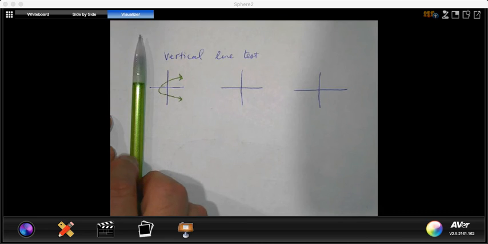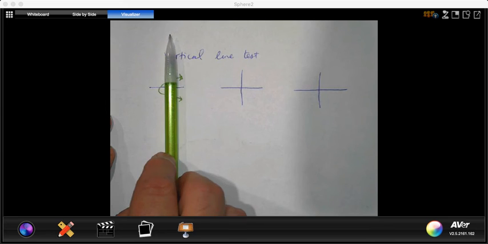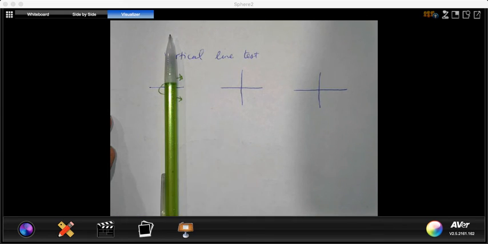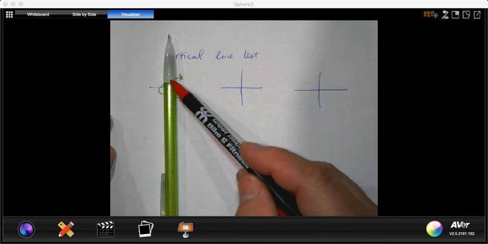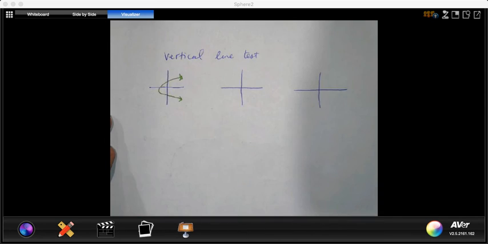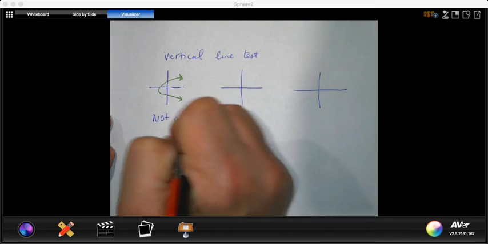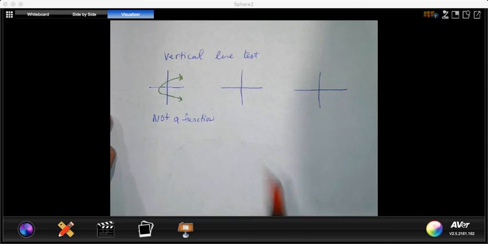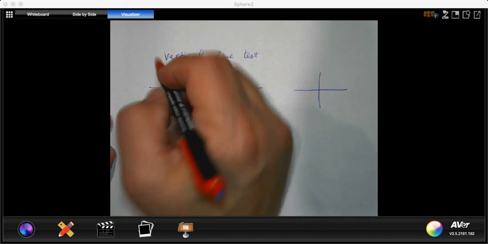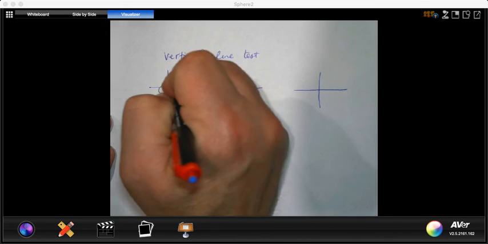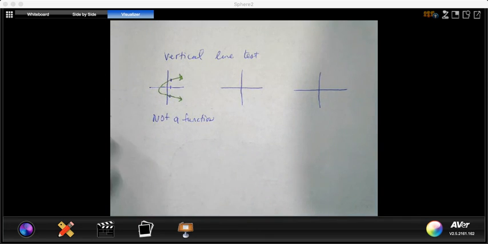So if I take my pencil and I sweep across, do you touch two parts of the graph at any time? And you can see we do. We touch right there and right there. So then we would write not a function. That means it's not a one-to-one relationship, because there's two outs for every one in. So if x is 1, we would have two different y solutions. So that means it's not a function. Okay.